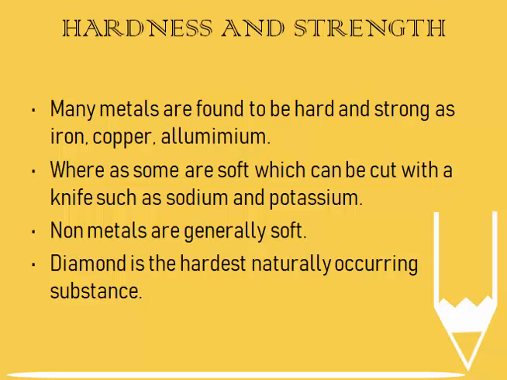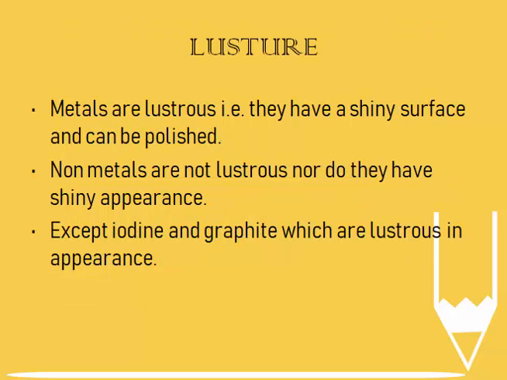Next we'll see about lustre. लस्टर से हमें यह पता चलता है कि उसका जो outer surface होगा वो एकदम shiny होगा या फिर polished होगा. Polish कर सकते हैं, वैसा चमकता हो, जैसे आपने tiles देखा हो, ठीक है. तो tiles का जो ऊपर layer है, shiny भी होता है और polish भी किया जा सकता है. So metals are lustrous, that is they have a very shining surface and can be polished, whereas non-metals are not lustrous nor do they have a shiny appearance except iodine and graphite. Iodine and graphite are some of the exceptions in the non-metals.